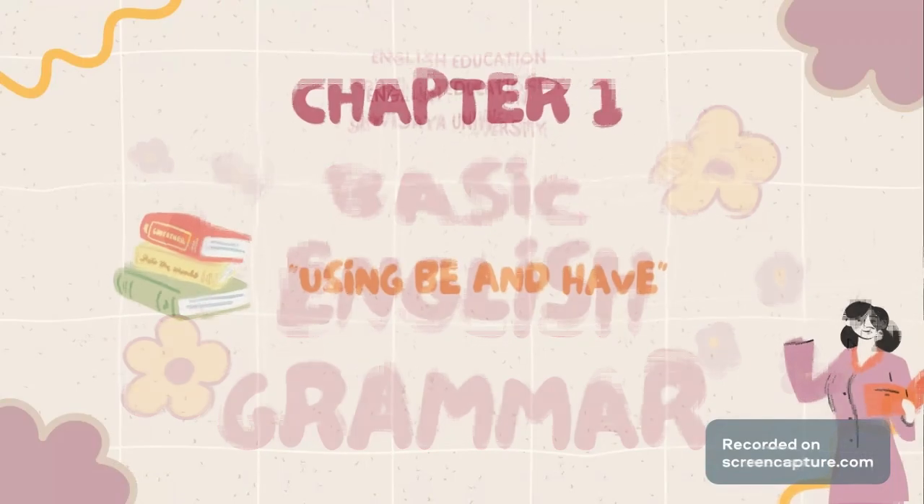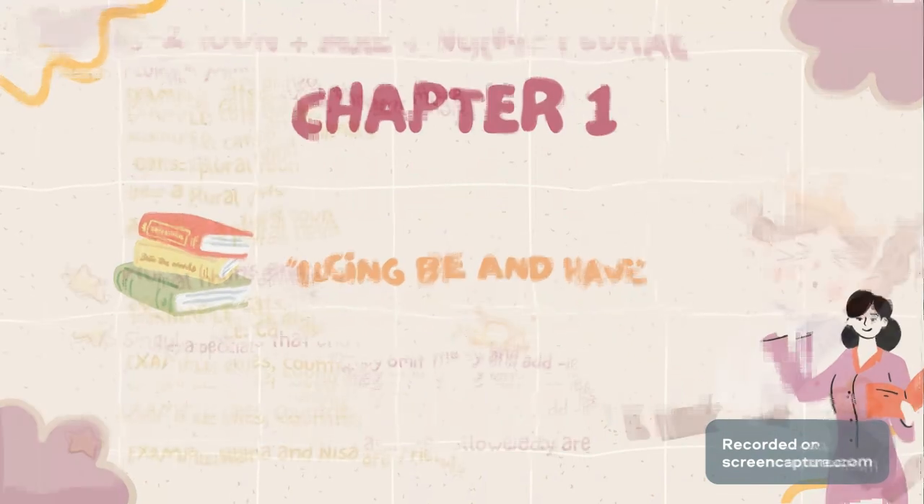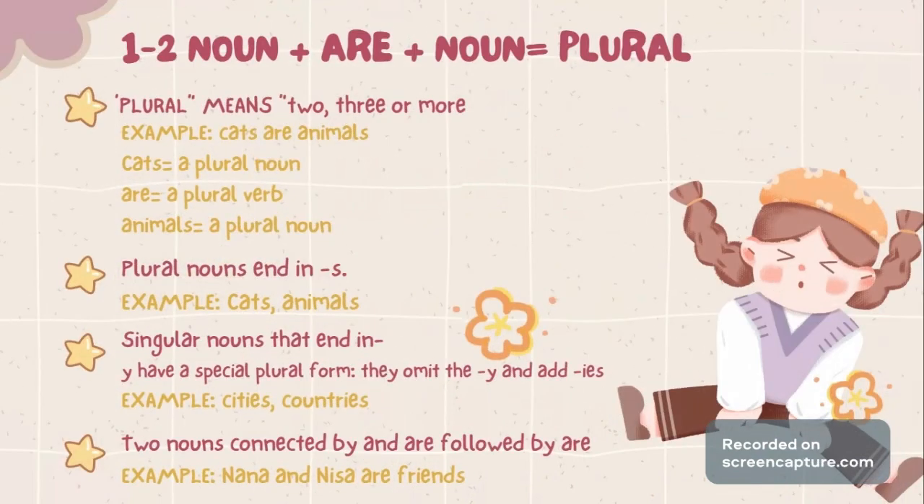For chapter 1, we have using be and have. A noun can be plural. What is plural? Plural means two, three, or more. Example, cats are animals. Cats is a plural noun, are is a plural verb, and animals is a plural noun. Plural nouns end in s, as in cats and animals.